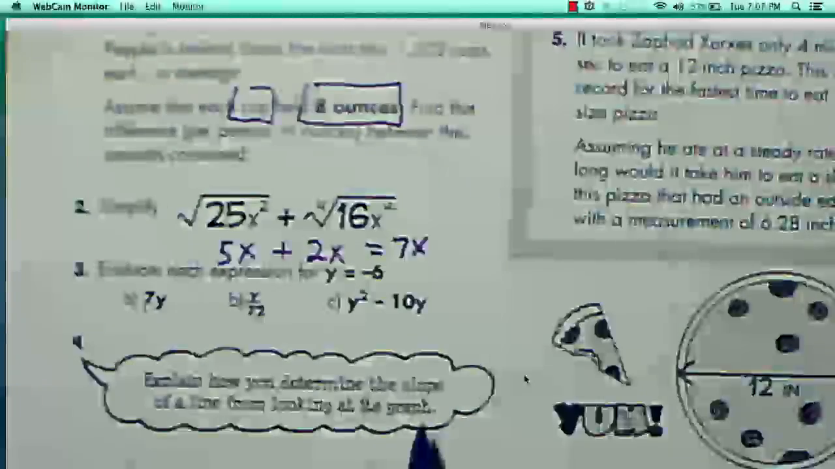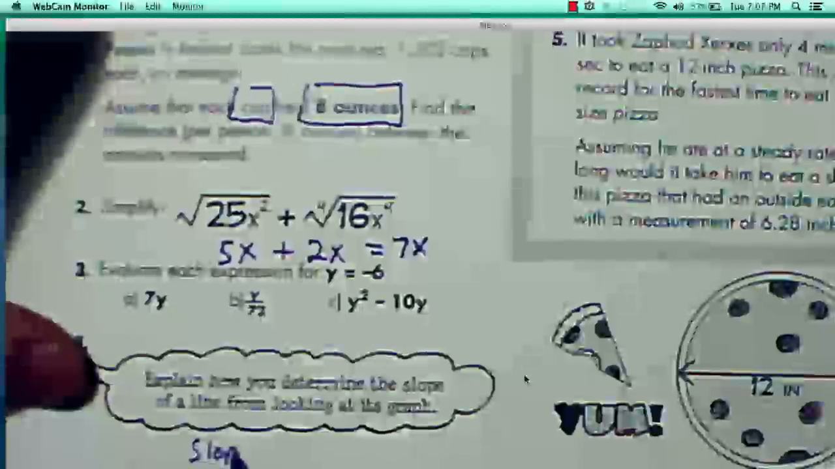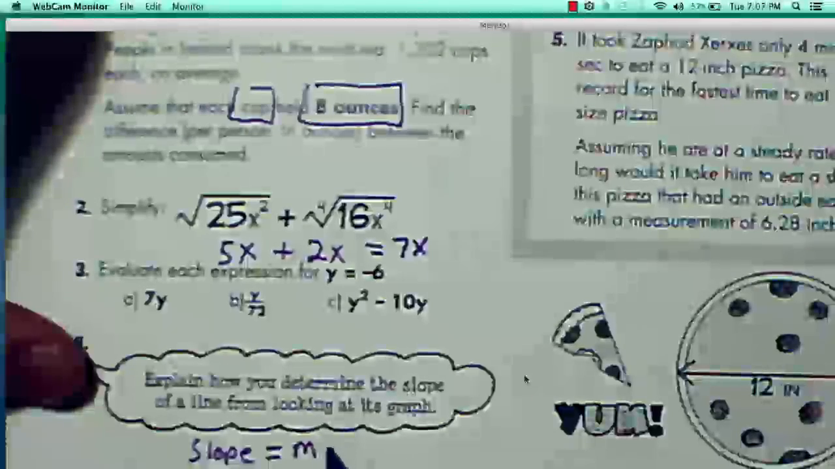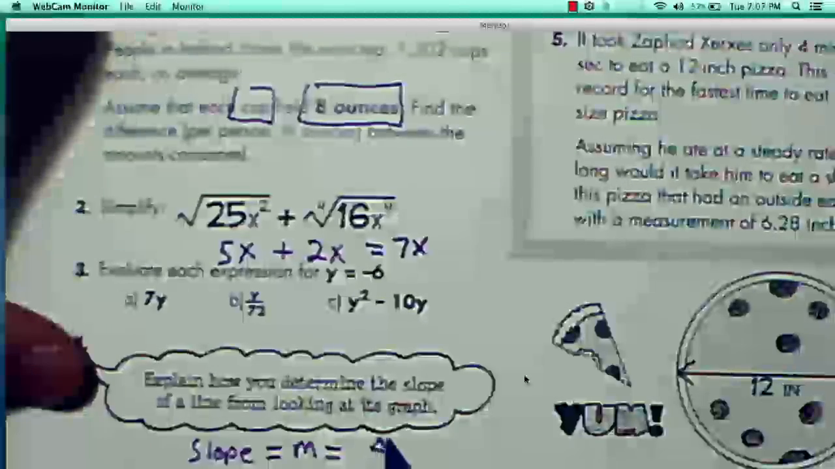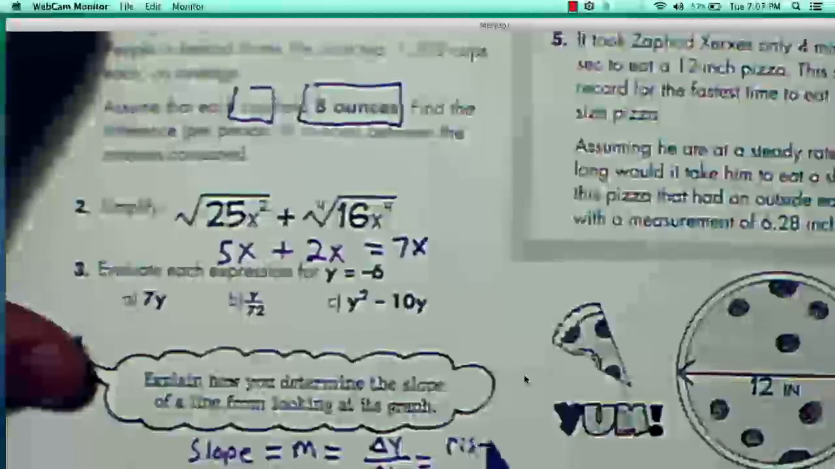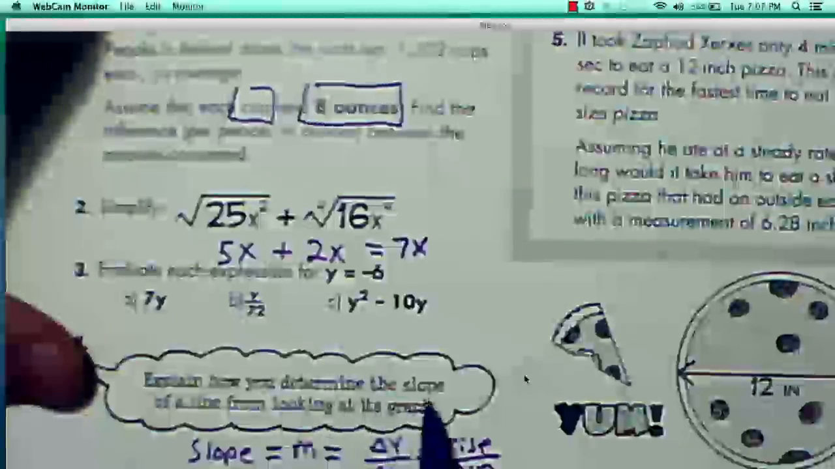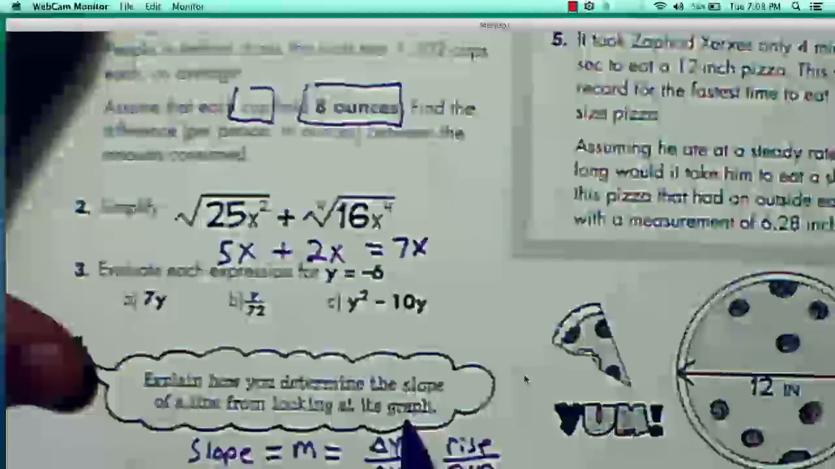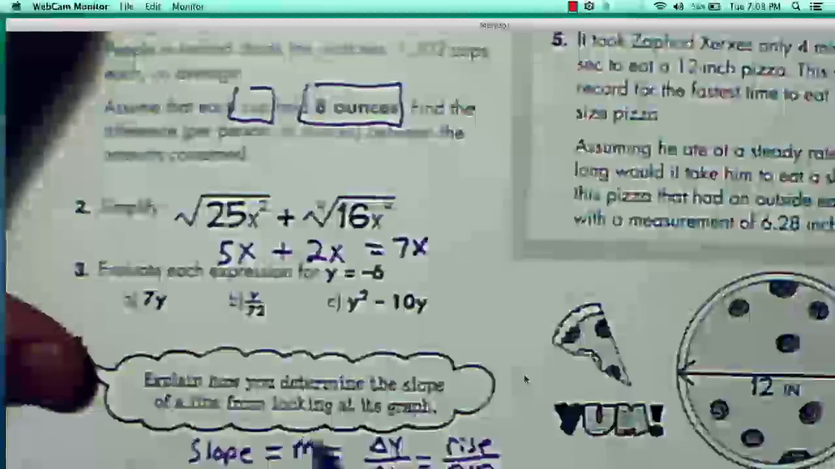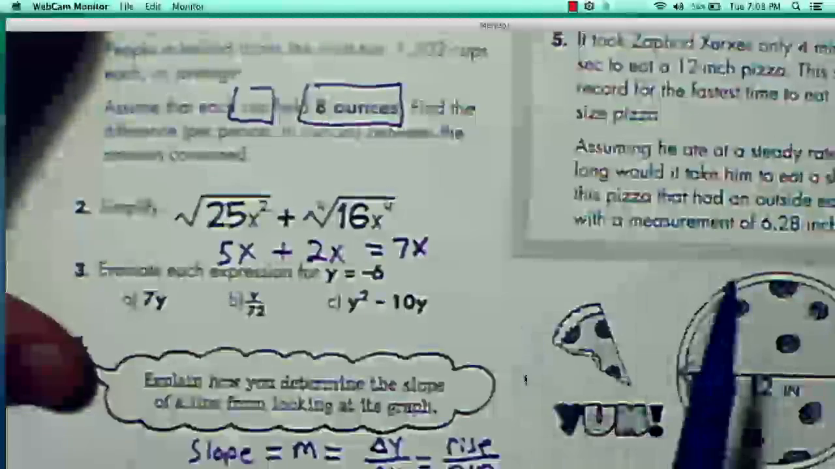Well, we've found the slope a lot recently. We know that slope, and we use the letter m to represent it, is change in y divided by change in x. We also say that it's rise over run. Okay, so explain how you can determine the slope of a line from looking at its graph. You can find 2 points on the line of the graph and determine the rise over the run by forming a right triangle between the two.